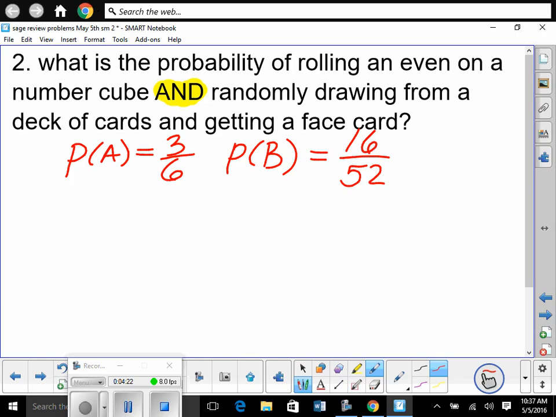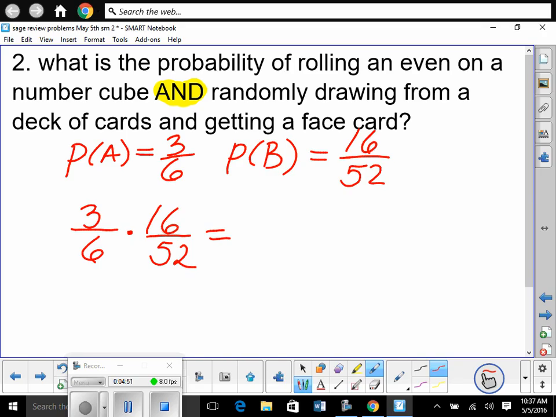So now, because we're using and, don't we multiply the individual probabilities? So we do 3 over 6 times 16 over 52. Now they might leave their answer as, if they say leave it as a simplified fraction, then you do it as a fraction. If they say just what's the probability, you can usually do fractions, great. Let's just write down both. Here we go. So 3 times 16 divided by 6 times 52. 13.